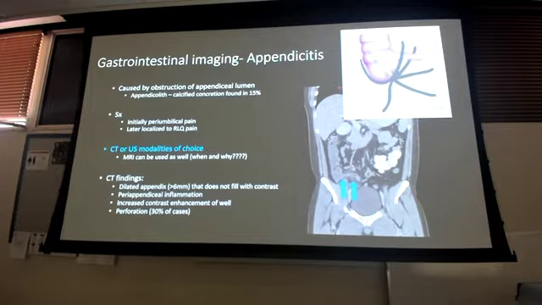Appendicitis. Right lower quadrant pain, okay? Usually caused by an obstruction, appendicolith. Maybe it's calcified, maybe it's not. CT or ultrasound modalities of choice. Okay? CT or ultrasound are the modalities of choice. When am I doing an ultrasound? Pregnant women and peds.